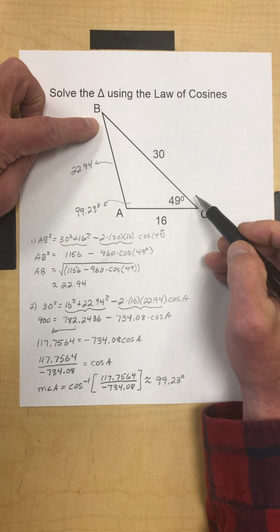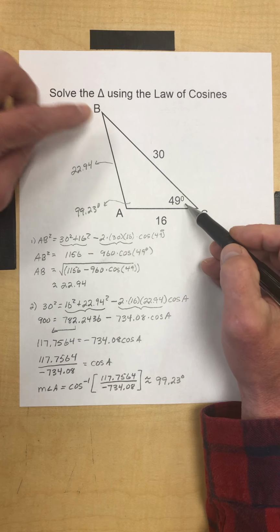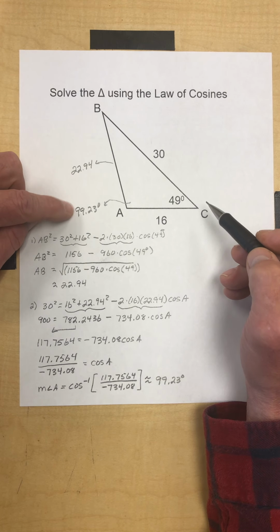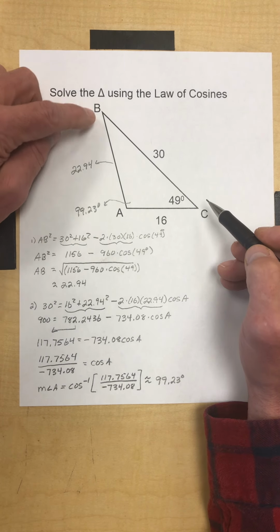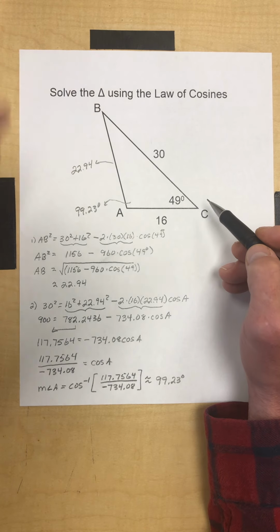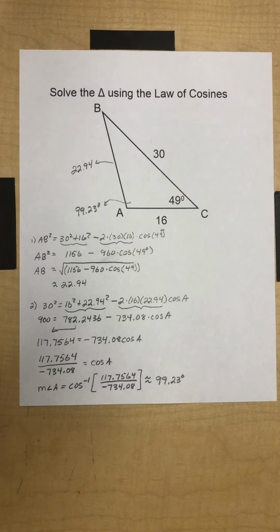Now some people would say, okay, well, just go ahead and use the triangle sum theorem now to find angle B. So I could go 180 minus the 49 and minus this. Now here's the problem with that. If you made a mistake here, this is going to be wrong and you're not going to know it. So if I were you, I would use the law of cosines to find angle B and then check to make sure your three angle measures add up to 180 or come very, very close.